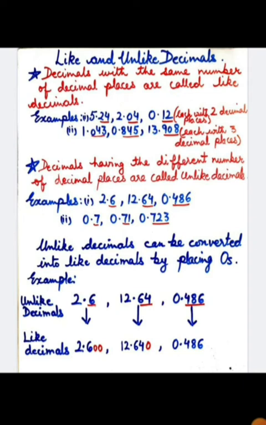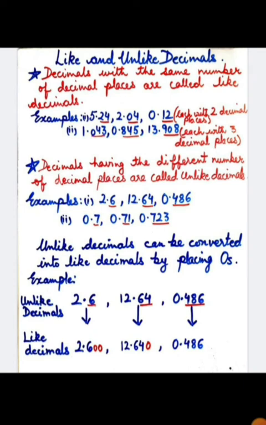We can change unlike decimals into like decimals also by placing zeros. How can we change it? Now look at the example. The given unlike decimals are 2.6, which has 1 decimal place, and the second number is 12.64. It has 2 decimal places. And the third number is 0.486. It has 3 decimal places. So all these 3 numbers have different number of decimal places, so they are unlike.